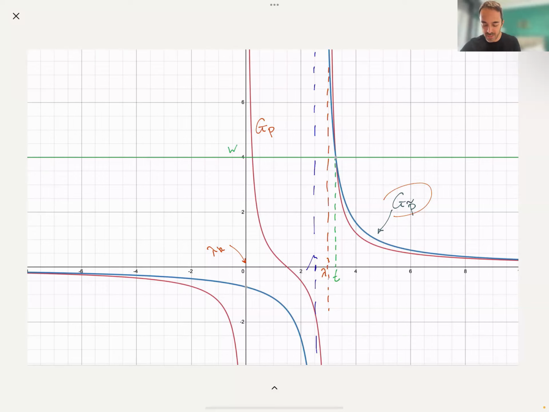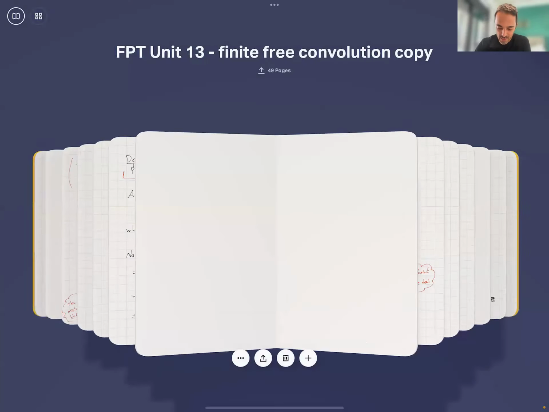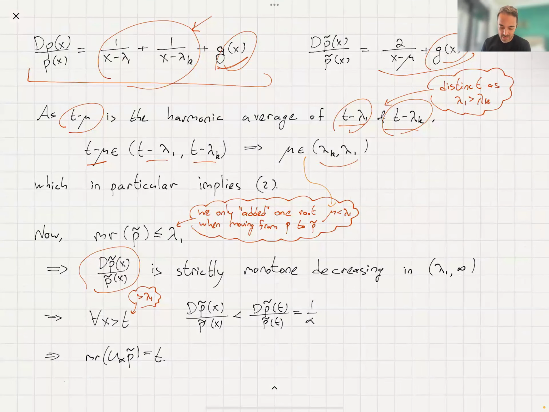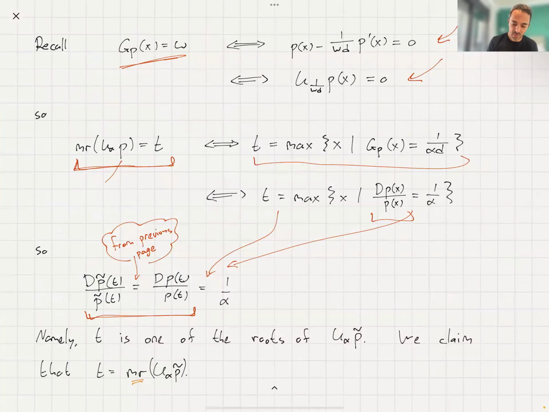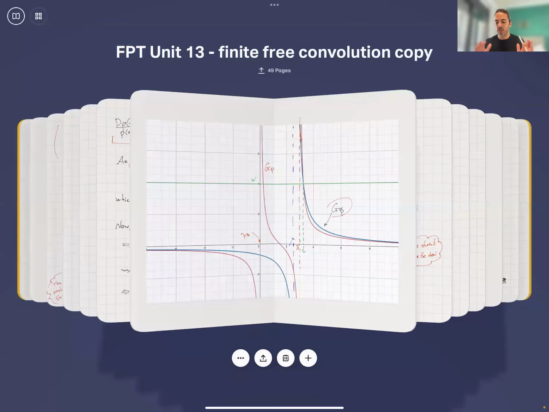So you see the blue line, the blue branch here. Well, I'm drawing in red, but the blue branch here is strictly decreasing from lambda 1 or mu downwards. And the point is that T is larger than lambda 1, right? We just said that before, because lambda 1 is the max root of P, T, which is a max inverse of this corresponding Cauchy transform, is always to the right of lambda 1. So T is to the right of lambda 1, in particular to the right of mu.